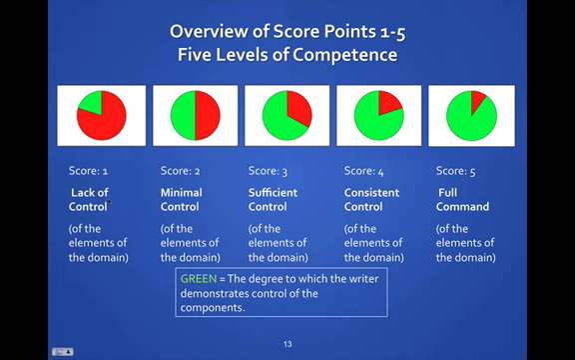A score 1 means that you have lack of control of the elements of the domain. A score 2 means you have minimal control of the elements of the domain. A score 3 means that you have sufficient control. Now, a 3 is passing, but you certainly want to go for a 4 or a 5, which is consistent or full command of the elements of the domain. And if you're looking at the graphs, the green is the degree to which the writer demonstrates control of the components. So you want more green and less red.